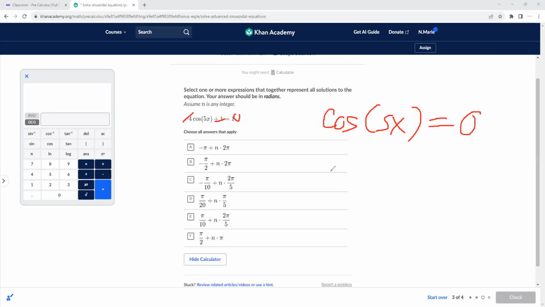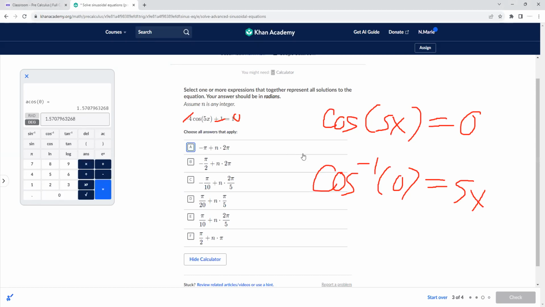And so if we did the inverse function of sine 0, we would get 1.57. If you divided that by 5, you would get this here. They want our answer in radians. So if you think about it, where on the unit circle is cosine 0, right?